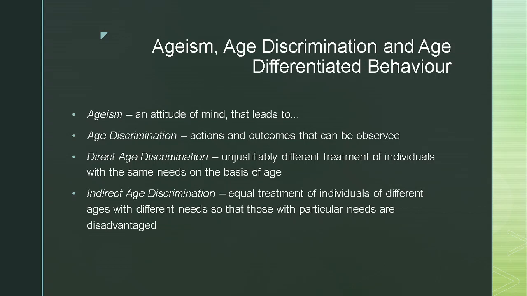And then we've got indirect age discrimination. So we've got equal treatment of individuals of different ages with different needs, so that those with particular needs are disadvantaged. We spoke about this in terms of equality or equity. Equality is giving everyone the same treatment. But actually, if people have different needs, or if people are already advantaged or disadvantaged, giving everyone the same treatment just means that people who are already advantaged stay advantaged, and people who are already disadvantaged stay disadvantaged. Equity is about giving people who are more disadvantaged additional resources so they can have an additional opportunity and start to level that playing field, or get the same opportunity. So if we're focused on equality, that's indirect age discrimination.